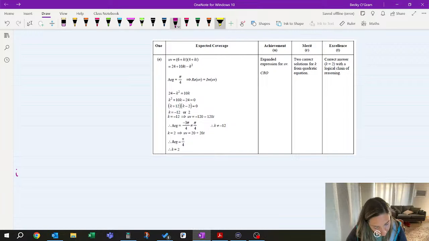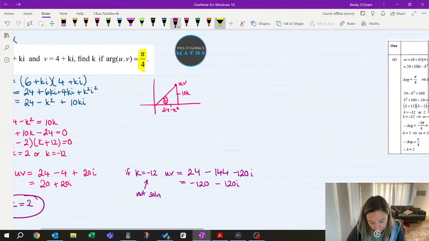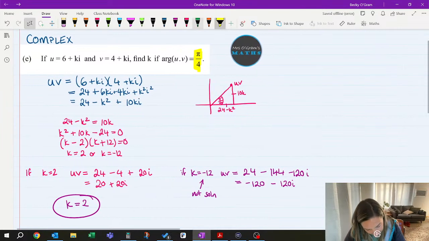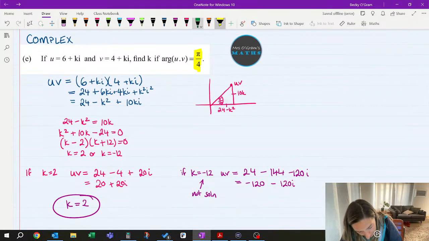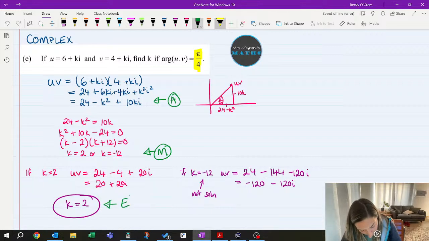Two correct solutions for K would get you a merit, and then all the way through for an excellence. So that means that this line here is achieved, this line here is merit, and your final answer is for the excellence. Okay, no questions coming through on the chat, so I will carry on and we will take a look at differentiation.